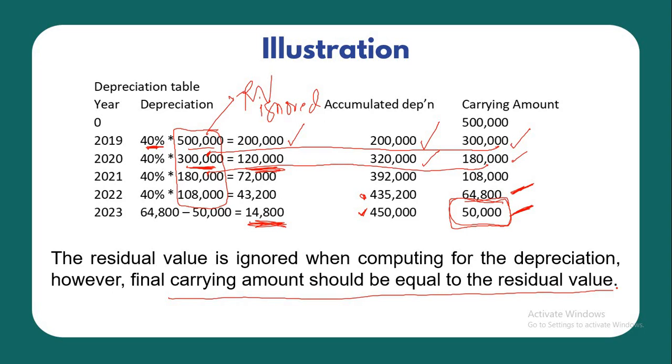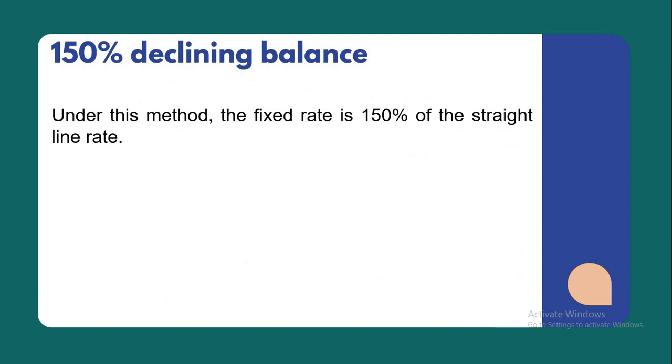Okay. Kung natay double declining balance method, we also have 150% declining balance. So, kani siya, parehas lang siya process sa double declining. Galing lang, ang pag-compute nato sa fixed rate is not at 200% or times 2, but rather 150% lang sa straight line rate. So that is 150% declining balance.